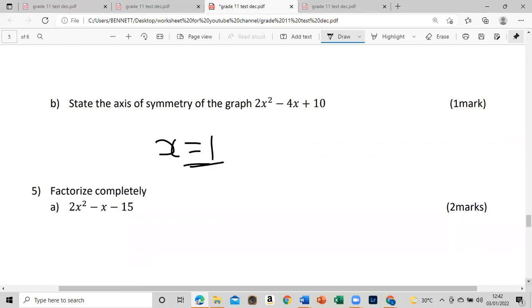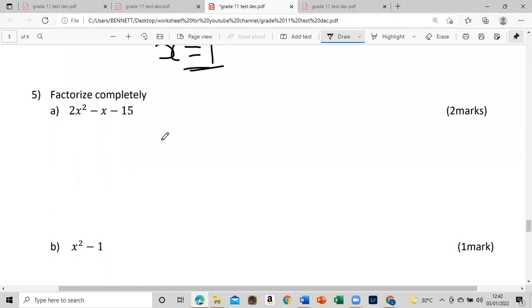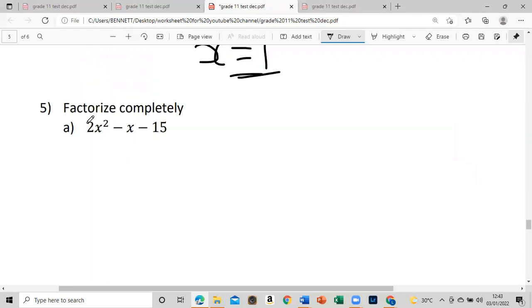It says factorize this one completely. So we're first going to multiply A by C. I've done this many times on my channel. So A times C is equal to 2x squared times negative 15, and that is going to give us negative 30x squared.